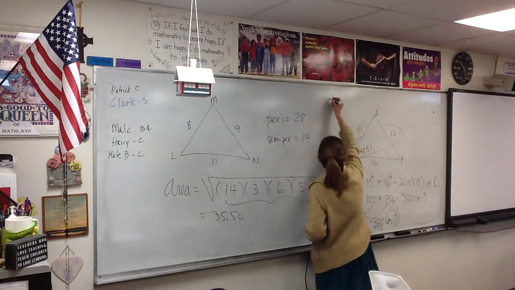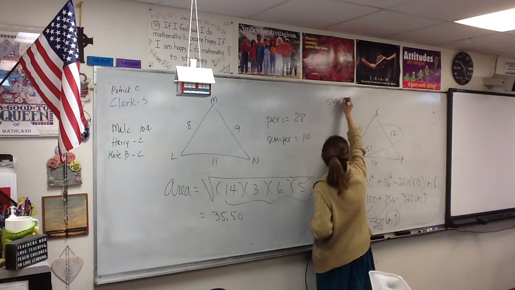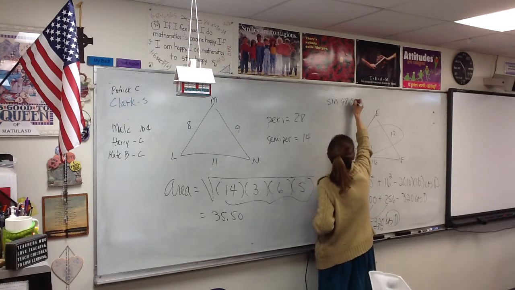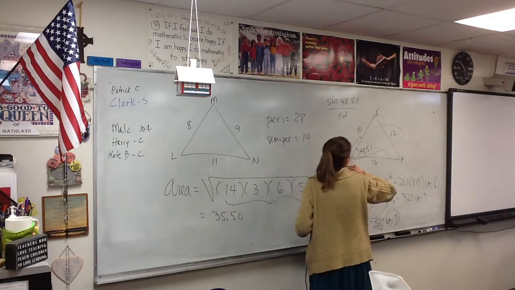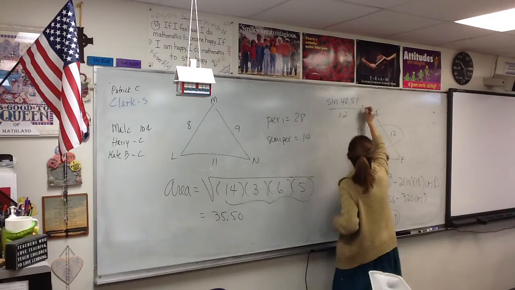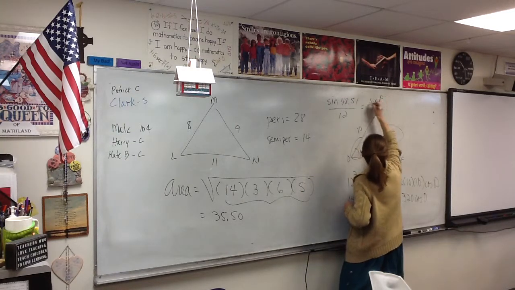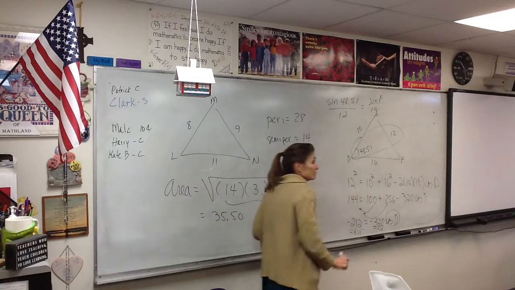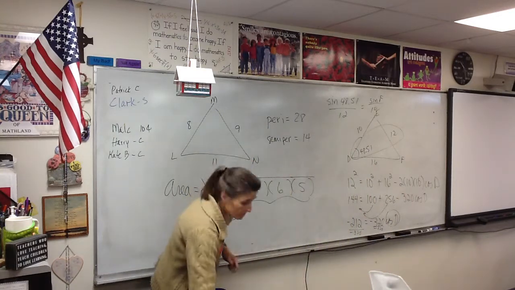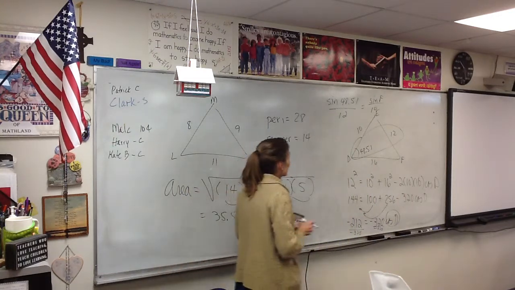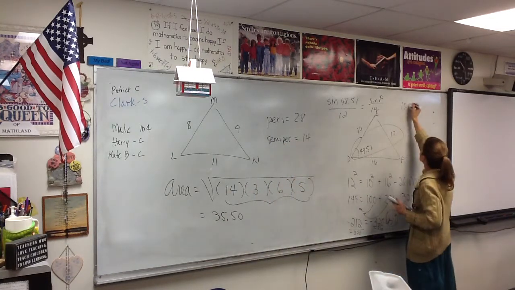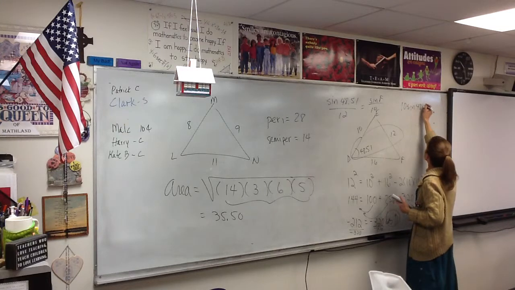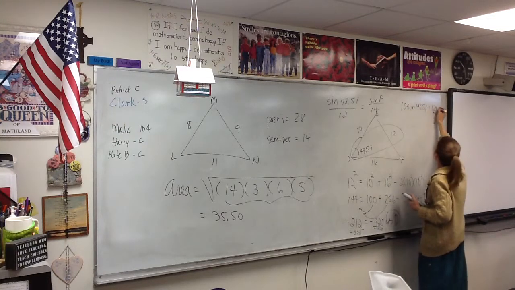So if we do the law of sines, because it's usually quicker, we would say sine 48.51 over 12 equals sine F over 10. And we'll cross multiply. And divide.